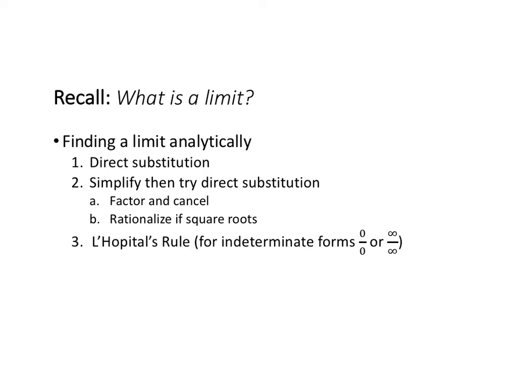The first way is simply direct substitution. We simply substitute in the value for x and see what the value is for y. So that is one way we can do it, direct substitution. The second way is we simplify first and then we do direct substitution. How can we simplify? We might be able to factor and cancel, or we might have to rationalize if we're dealing with square roots. So factor and cancel, rationalize if you've got square roots, and then we can try direct substitution.